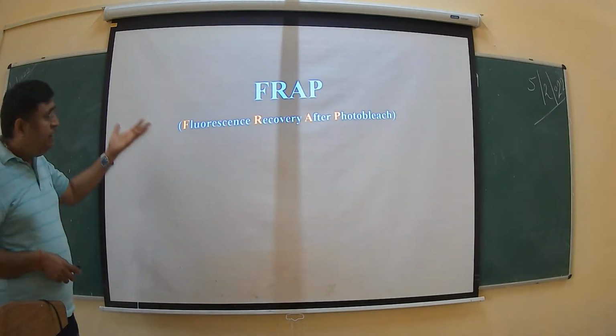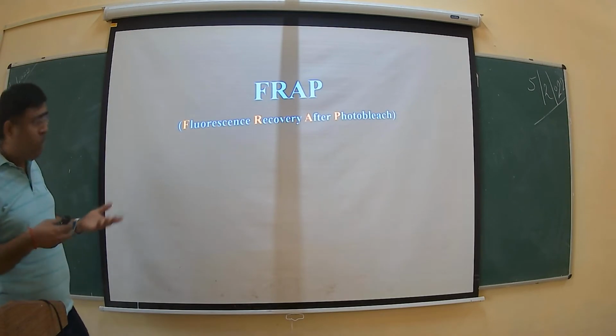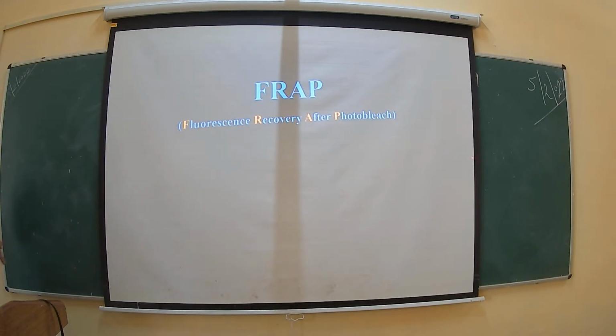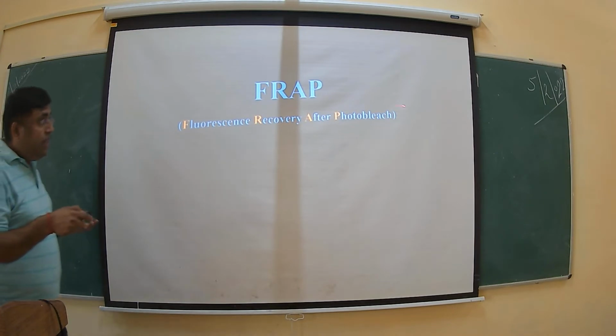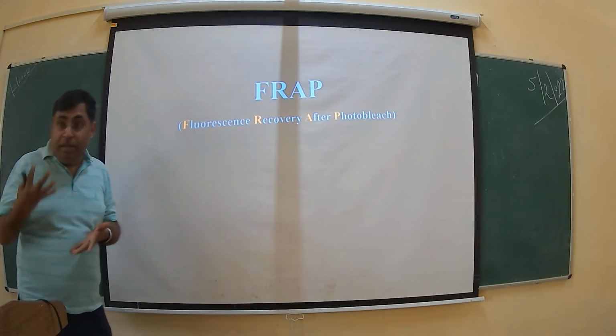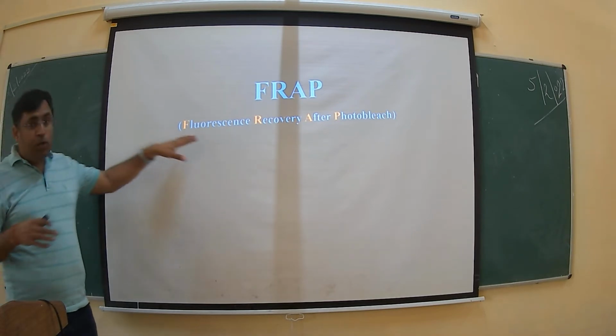Now, why we have come to this term, photo bleaching, is because our next topic is FRAP. What is FRAP? FRAP is fluorescence recovery after photobleaching. Okay, so this sounds strange: after photobleaching, how can the fluorescence recover? You got this point? So that's what we are going to understand.